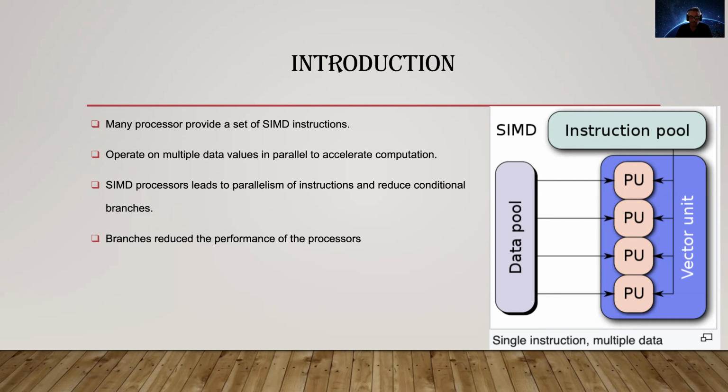The significant feature of SIMD instructions is that they lead to parallelism of instructions and ensure that the program reduces the conditional branches it has. In some cases, it is notable that branches are likely to cause pipeline stalls and hence reduce the performance of the superscalar processor through the use of the pipeline stages.